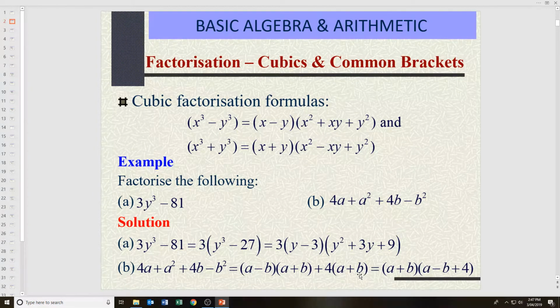Now we notice that the a plus b here and the a plus b there are in common. So we factorize the common brackets, a plus b, and the front terms can then join together to form their own bracket. So the a minus b, the front term here, and the 4 can then join together to form their own bracket, giving us the final solution of a plus b, the common bracket, and the remaining terms forming their own bracket, a minus b plus 4.